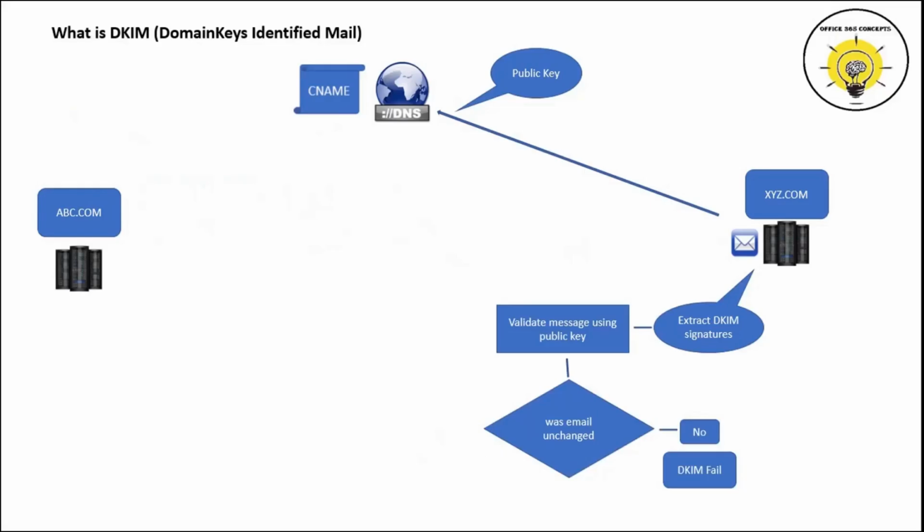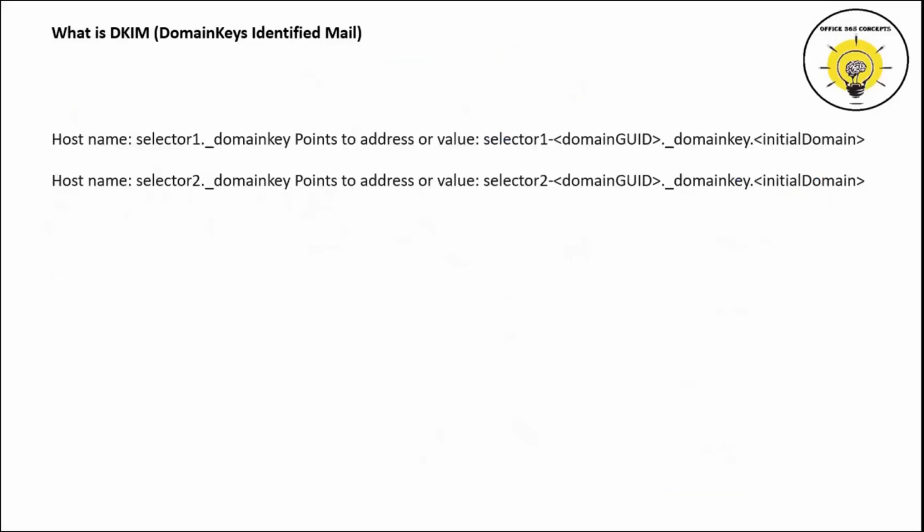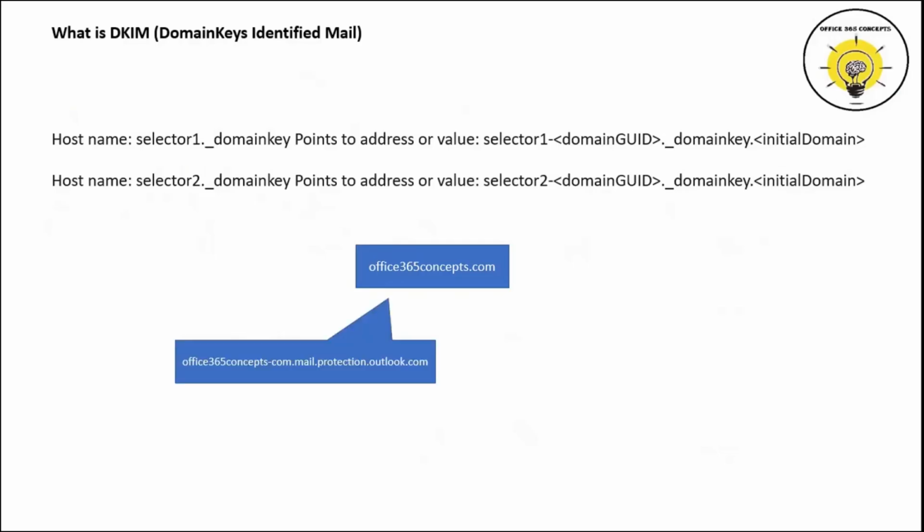Now let's understand how we can create DKIM records. This is the syntax of DKIM records. Before we create a DKIM record, we should be aware of the MX value for the domain you want to enable DKIM for. And the second value that we need is the Office 365 initial domain name. For this demo, I will be enabling DKIM for the office365concepts.com domain. So for this domain, the MX record value is office365concepts-com.mail.protection.outlook.com.